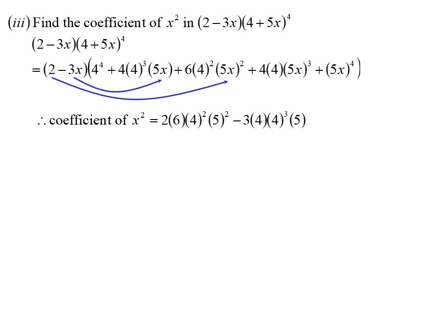2 times 6 times 4 squared times 5 squared, minus 3 times 4 times 4 cubed times 5, which is 960. Now, of course, they've asked for the coefficient, so I don't write x squared. It's just the number they're interested in.